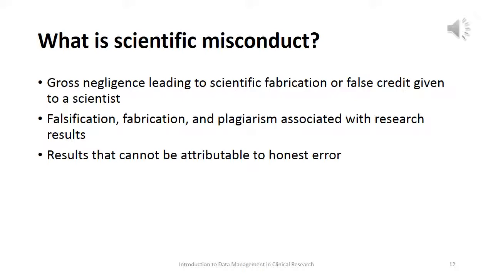We're going to see a video about Dr. Anil Poti a little bit later in our presentation, and this is one of the areas that he was discovered. He was reporting clinical trial results that could not be attributable to honest error. They couldn't be duplicated by people at another cancer center. So this is one of the ways in which he was found out, one of the ways he was exposed.